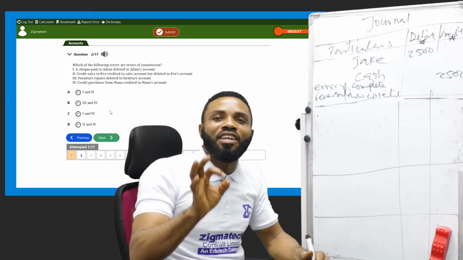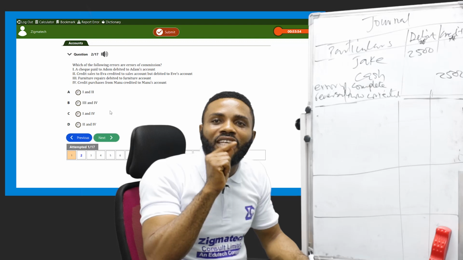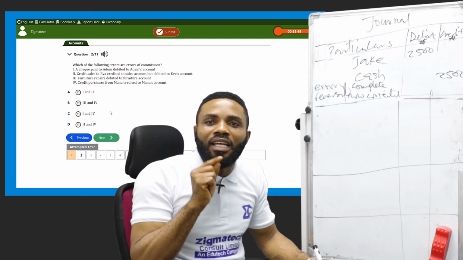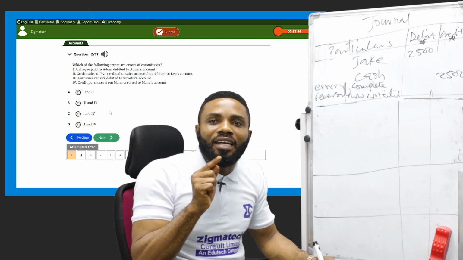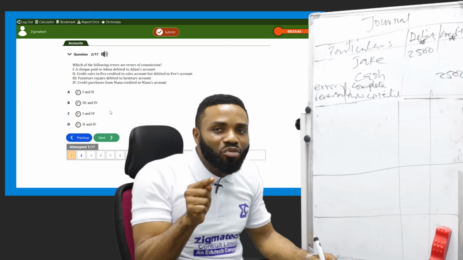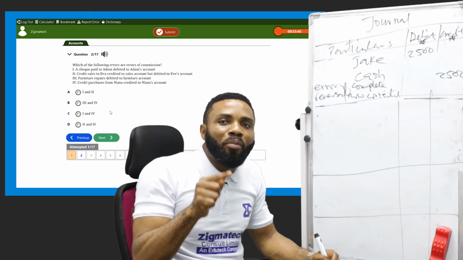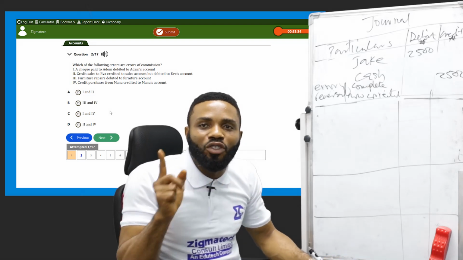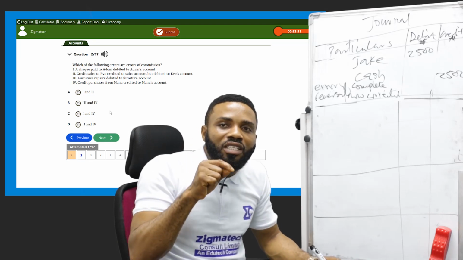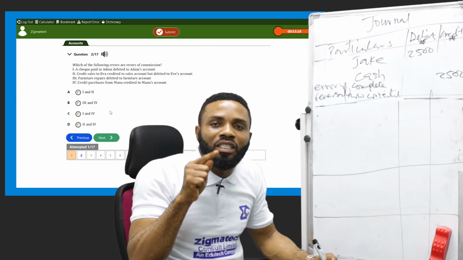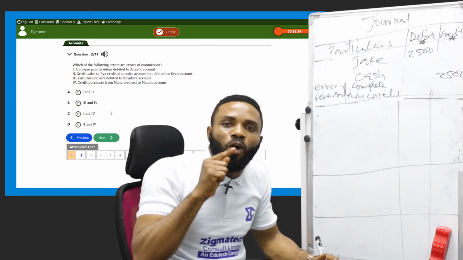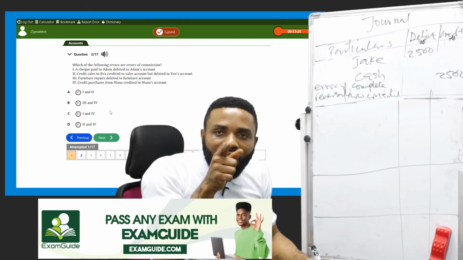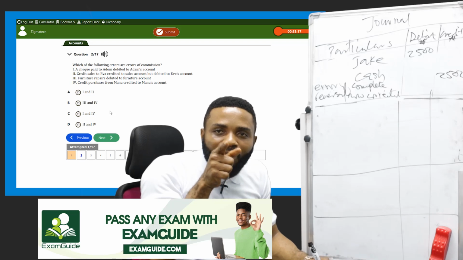See, very simple. Anyone that has to do with similarity. The first one is what? Check paid to Adam debited to what? Adam's account. That's number one. And then credit sales to Eva credited to sales account, but debited to Eve's account, number two. Furniture repairs debited to furniture account, that's not. Then credit purchase from Manu credited to what? So the answer is supposed to be number 1, number 2, and number 4.